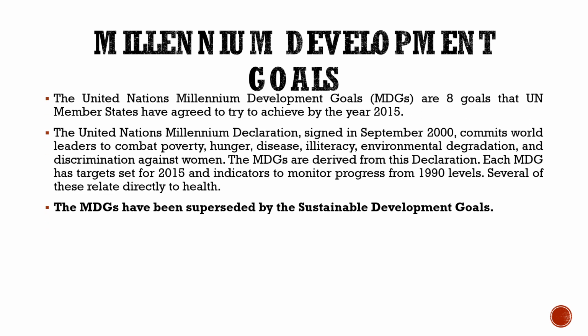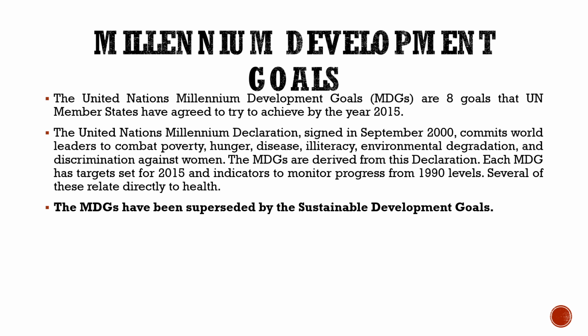So now let us talk about the broader perspective, that is the Millennium Development Goals. The United Nations Millennium Development Goals are the 8 goals that United Nations member states have agreed to try to achieve by the year 2015. The United Nations Millennium Declaration, signed in September 2000, commits world leaders to combat poverty, hunger, disease, illiteracy, environmental degradation, and discrimination against women.